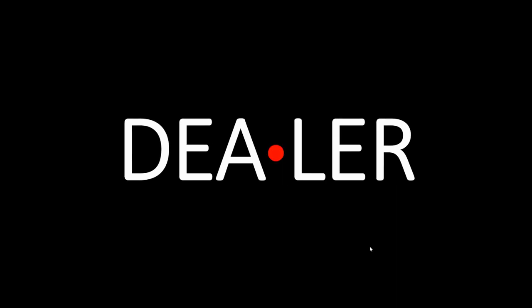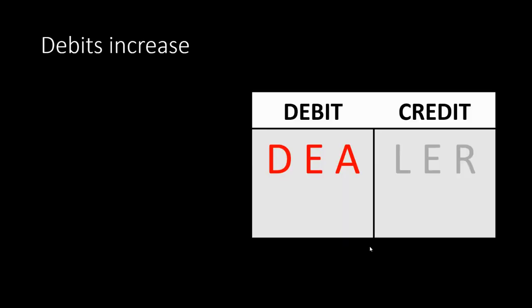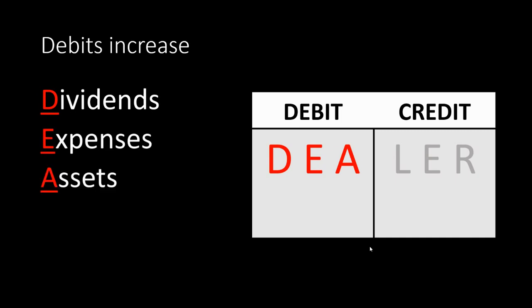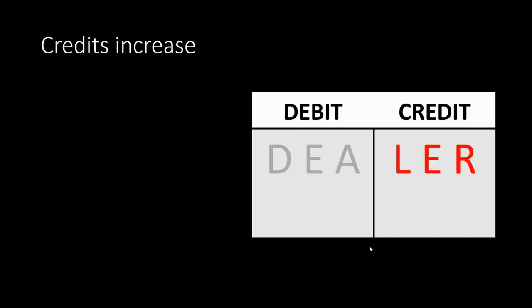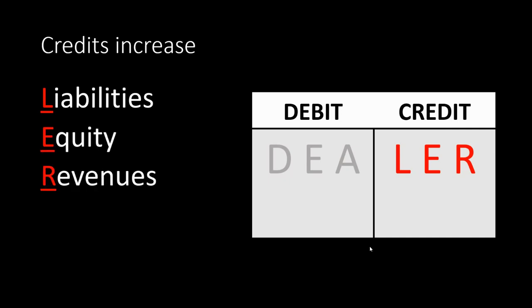You might be overwhelmed right now. And if you are, that's okay. It takes lots of practice to get this down. And here's a little tip to help you remember which accounts increase with debits and which accounts increase with credits as you're learning this. And that's DEALER. We're going to divide the word dealer into the left half and the right half. On the left-hand side, we have the letters D-E-A. Debit means left side, and debits increase dividends, expenses, and assets. On the right-hand side of the word dealer, we have L-E-R. Credits on the right side increase liabilities, equity, and revenues.